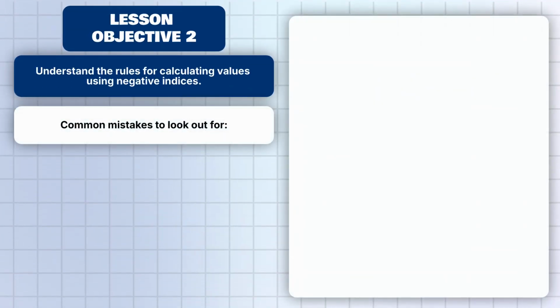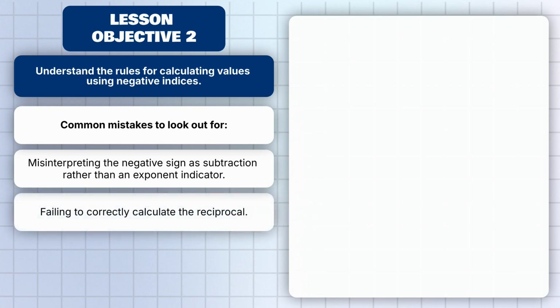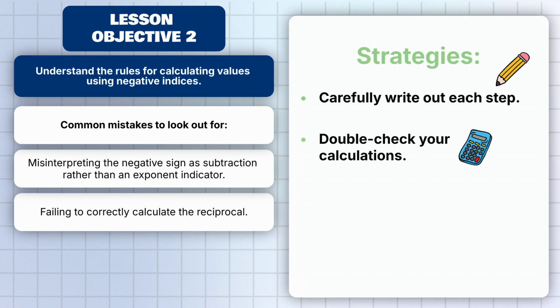Some common errors to watch out for are misinterpreting the negative sign as subtraction rather than an exponent indicator, failing to correctly calculate the reciprocal. Now some strategies to avoid mistakes. Carefully write out each step. Double-check your calculations. Practice consistently to build confidence.